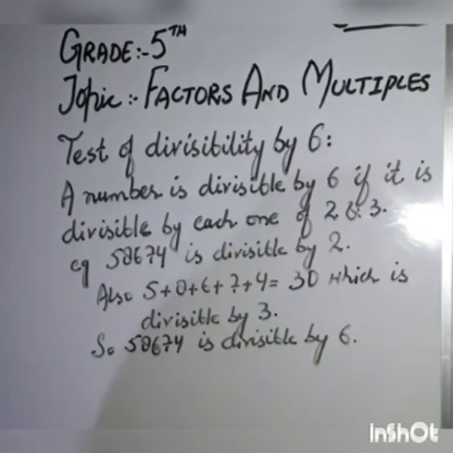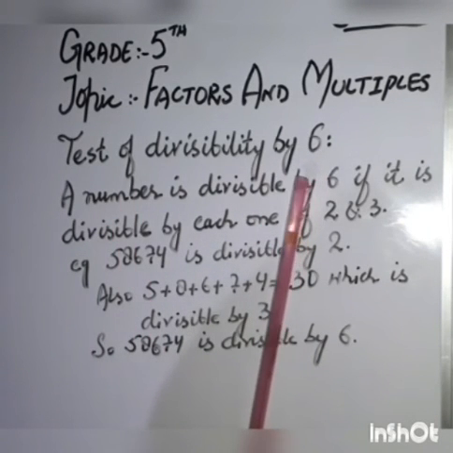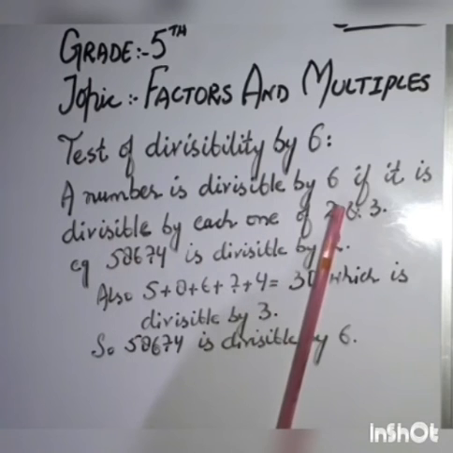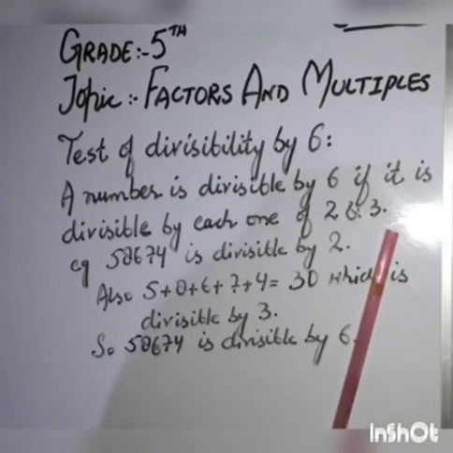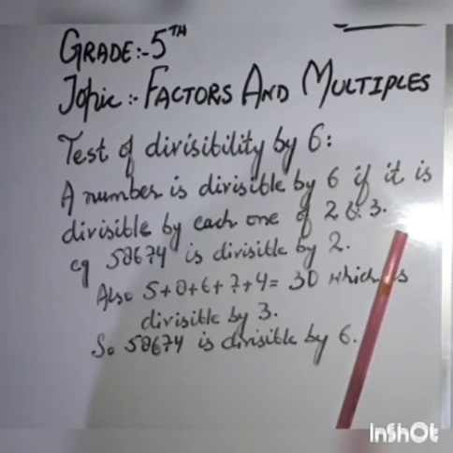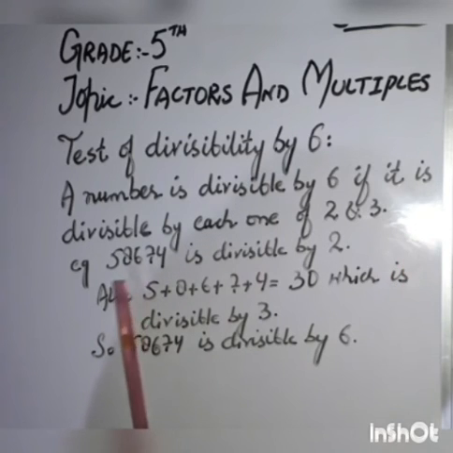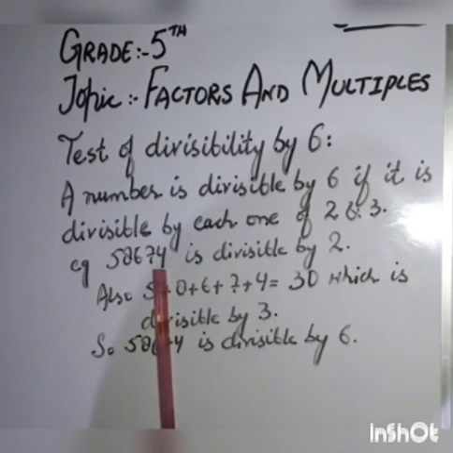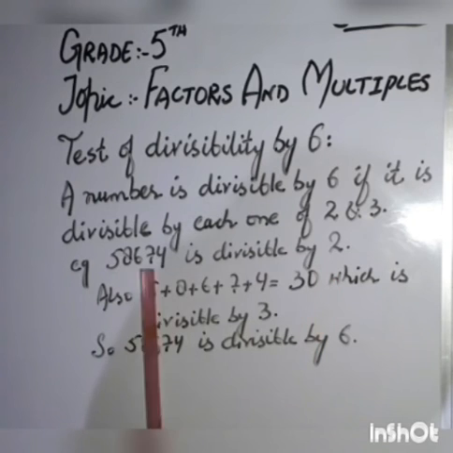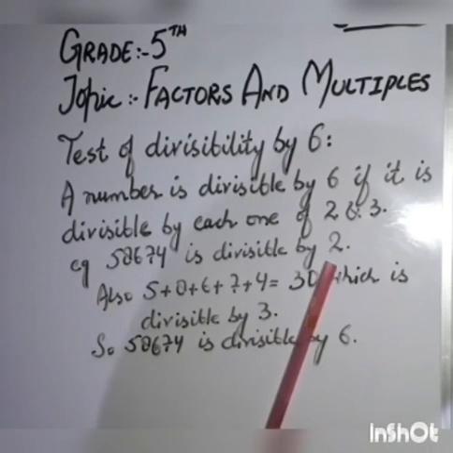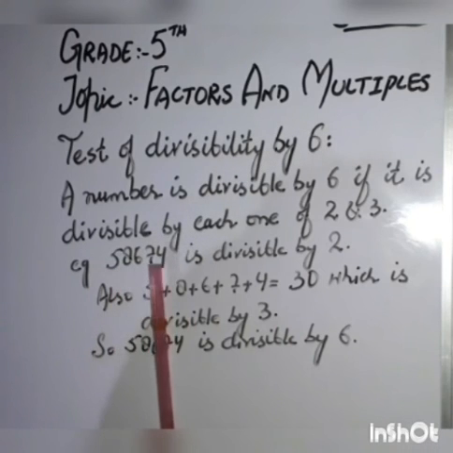Now students, test of divisibility by 6. So a number is divisible by 6 if it is divisible by each one of 2 and 3. So एक number 6 से divisible तभी होता है जब वो 2 से भी divisible हो और 3 से भी divisible हो. For example, this 58674, this number is divisible by 2. ये number 2 से क्यों divisible है? Because end ones digit पे 4 है and we know that 4 is divisible by 2, so this number is also divisible by 2. So ये जो digit है ये divisible by 2 है.